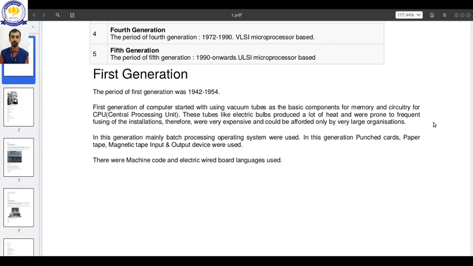So in the first generation also, the input to the system was given using such a punch card, where if you give a punch to that particular card, wherever the holes are, those switches get activated, and the computer would perform accordingly. So by shifting this punch card, we can make the computer perform most of the operations.